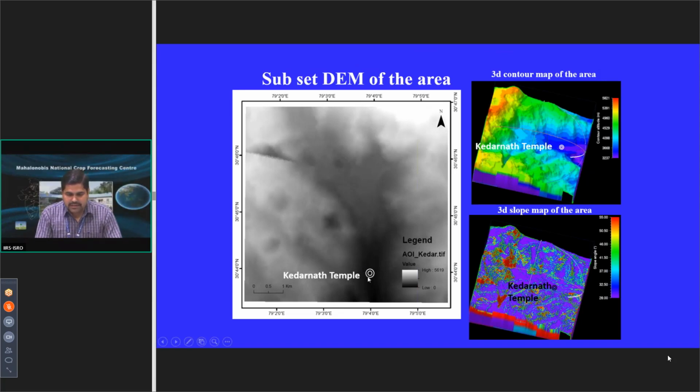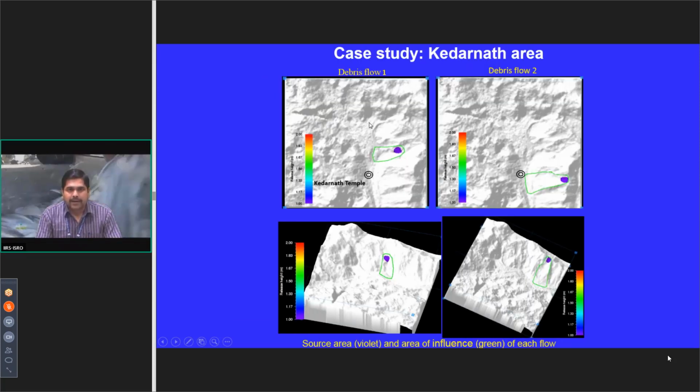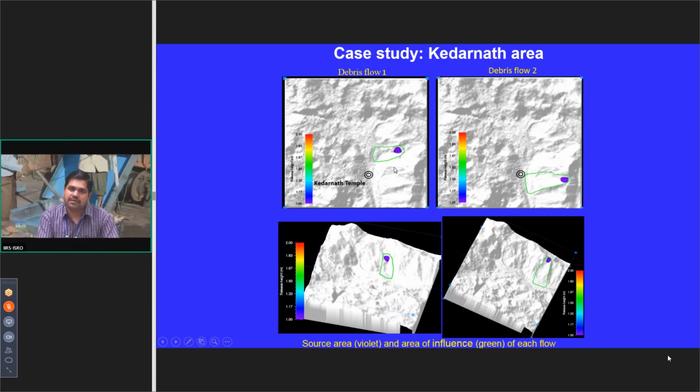The DEM will look like this. This is the Kedarnath temple, and this is how we can see flow 1 and flow 2 on the DEM. The DEM we have projected in 2D. This is the source area, and this is the zone of influence. The zone of influence is something that we believe is bounded by these watershed divisions. Beyond this line, the flow from this particular zone will not go. So this is the zone of influence.